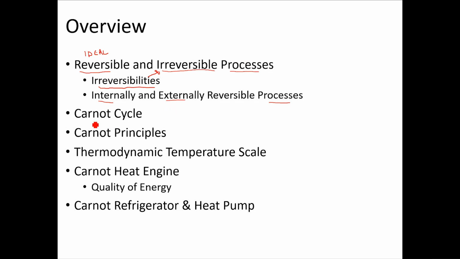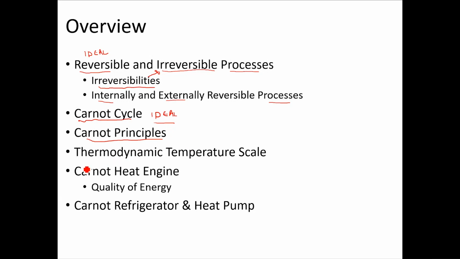Then comes the Carnot cycle. The Carnot cycle is based on reversible processes. That's an ideal cycle. It is the ideal cycle that you can have for a heat engine, and this cycle defines the maximum theoretical limit of efficiency that you can extract out of a working cycle or cyclic process. And based on that, you will define the Carnot principles. There are certain principles associated with the Carnot cycle, so we'll look into them also.